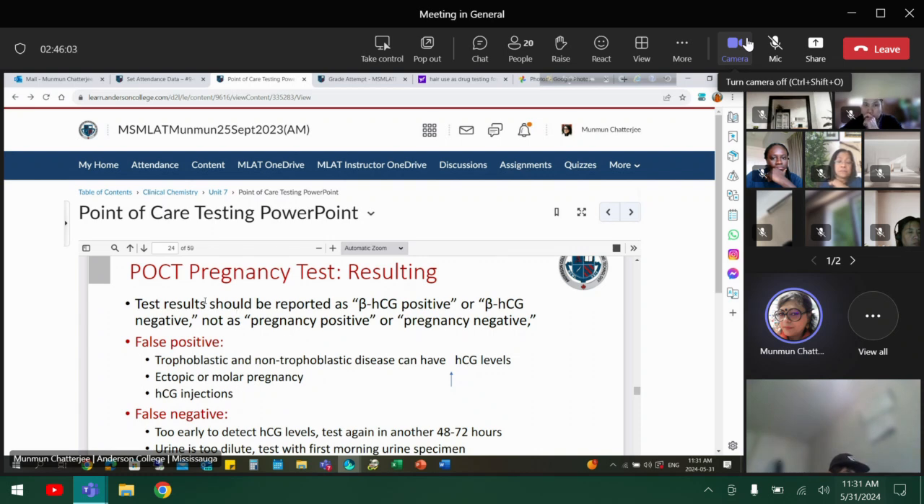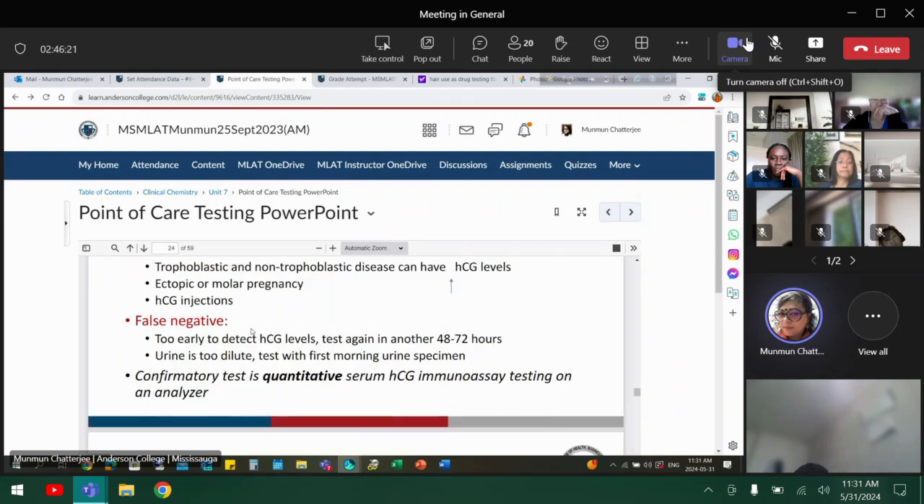So the test result should be reported as beta HCG positive or beta HCG negative, not as pregnancy positive or pregnancy negative, because you don't know whether the positive is due to pregnancy or non-pregnancy. For that, you have to do further testing. False negative, too early to detect HCG levels.